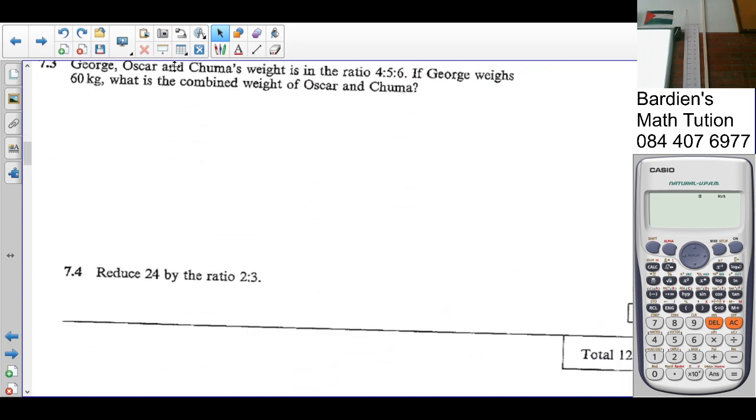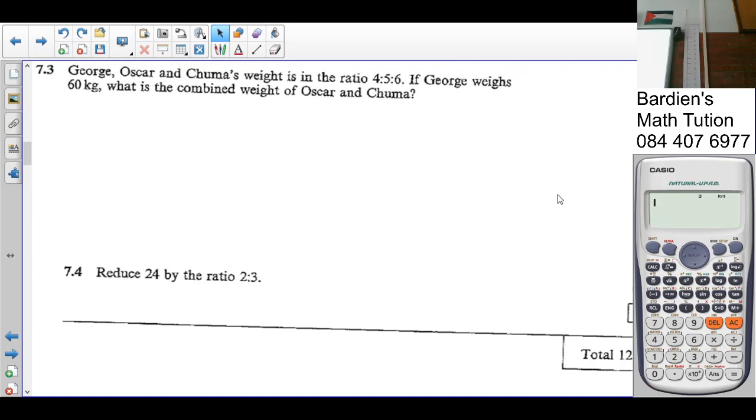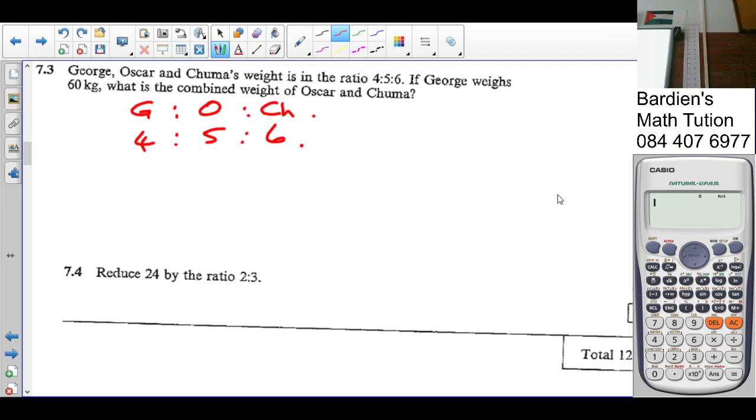Then in 7.3 we are told that George, Oscar and Truma, okay, weight is in the ratio 4:5:6. If George weighs 60 kilograms, what is the combined weight of Oscar and Truma? So in other words, I must first work out what Oscar's weight is and what Truma's weight is, and then combine it, add it together.